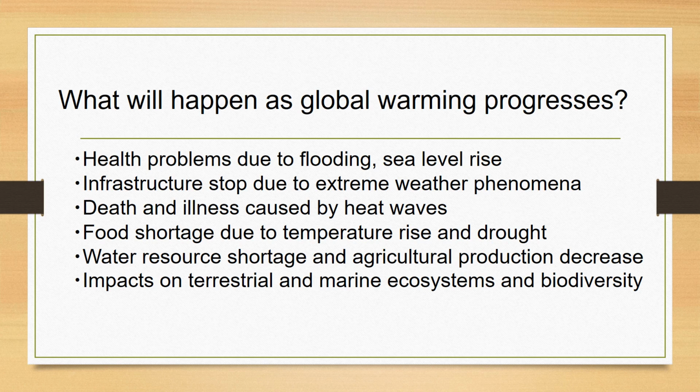What will happen as global warming progresses? Various environmental problems occur. For example, health problems due to flooding, sea level rise, infrastructure stoppage due to extreme weather phenomena, death and illness caused by heat waves, food shortage due to temperature rise and drought, water resource shortage and agricultural production decrease, and impacts on terrestrial and marine ecosystems and biodiversity.